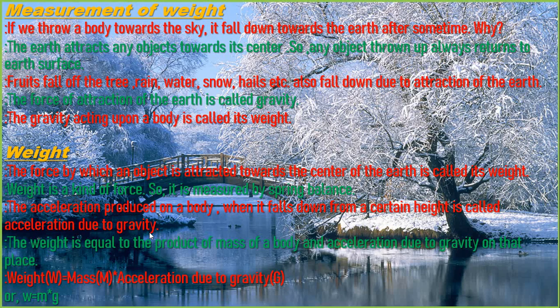And while being pulled toward the center of the earth, the speed of the object increases by 9.8 meters per second every second, which is also the gravity of Earth. The acceleration which is produced when a body is being pulled toward the surface of the earth due to gravity is known as acceleration due to gravity. The weight is equal to the product of mass of a body and acceleration due to gravity at that place. So from this sentence we can easily derive the formula of the weight.